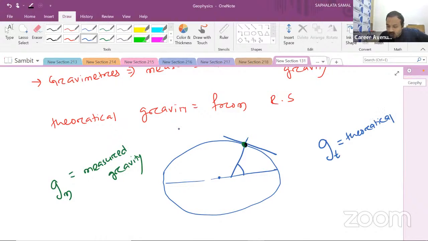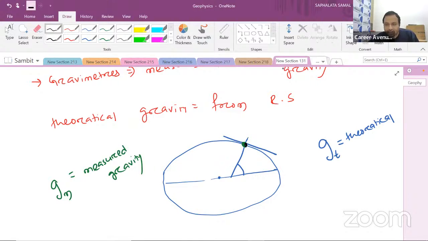Could you please explain geoid once more? Akash is saying. Geoid is basically the physical expression. We will discuss the geoid a little bit. Give me some time. Once we discuss the isostatic anomaly, then you will be clear about the geoid. Just wait for a couple of minutes.